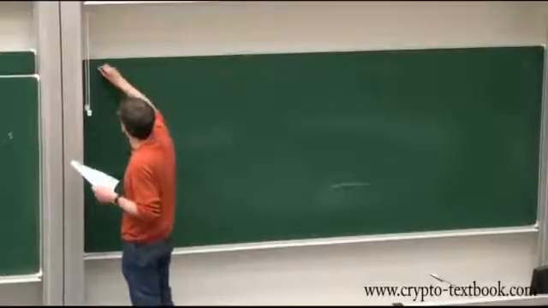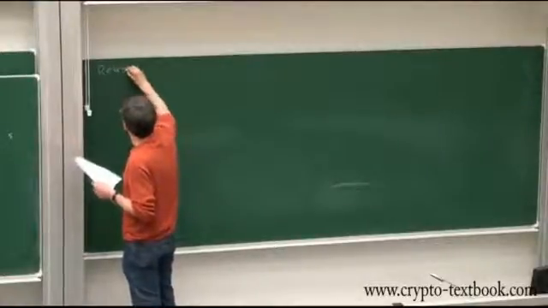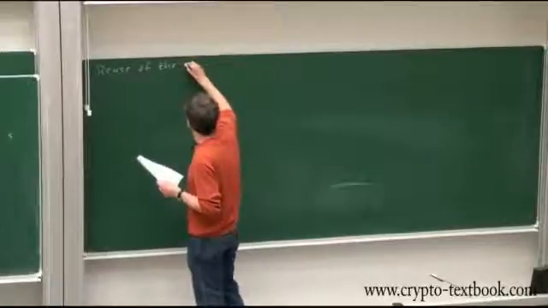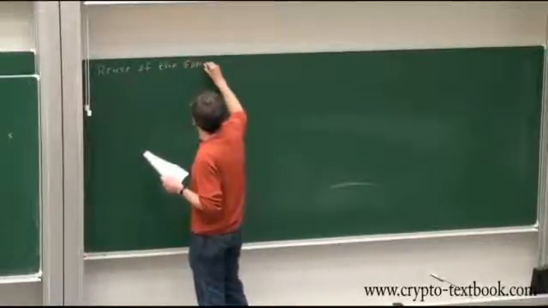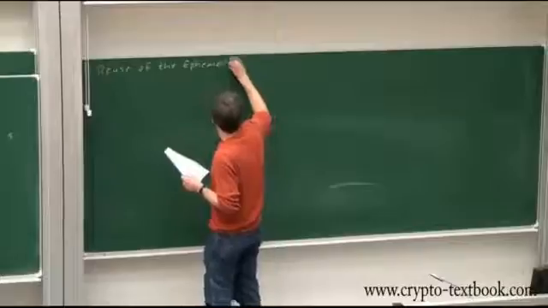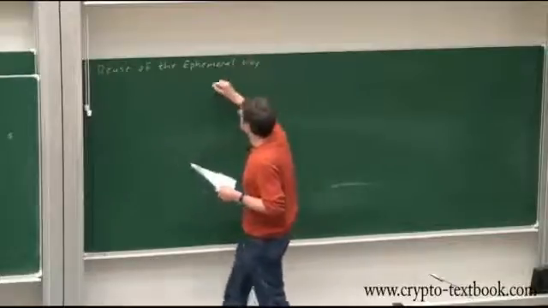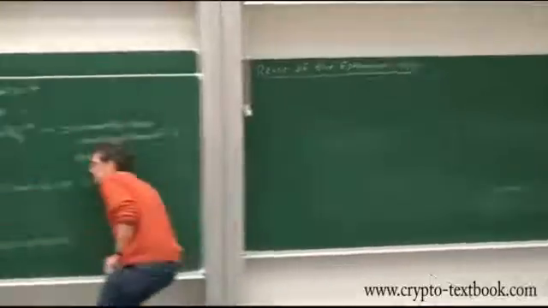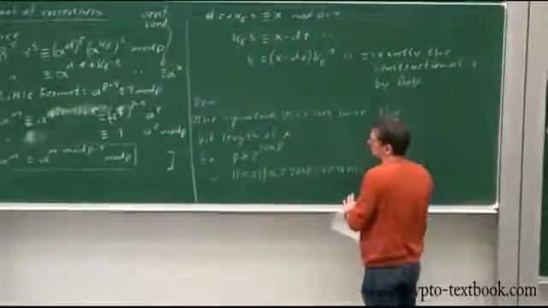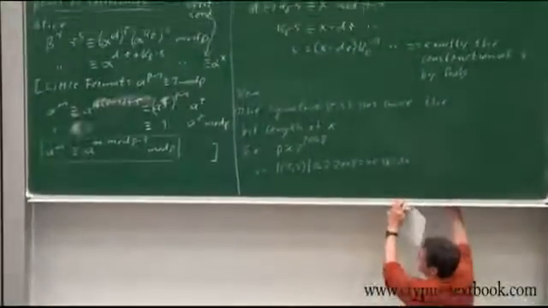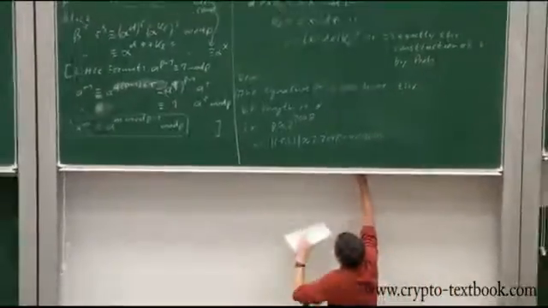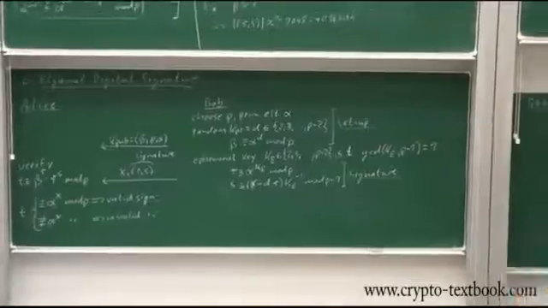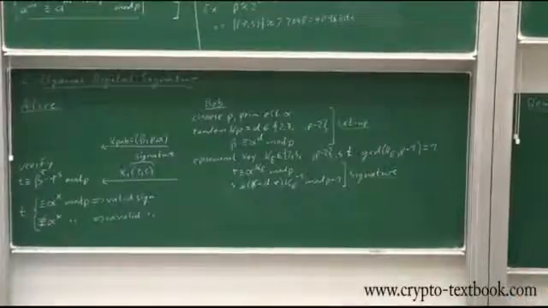The first thing that we look at is the reuse of the ephemeral key. What I mean by reuse is we're using the temporary key twice. And why would we do such a stupid thing? Well, there's a pretty good reason for trying to do that.